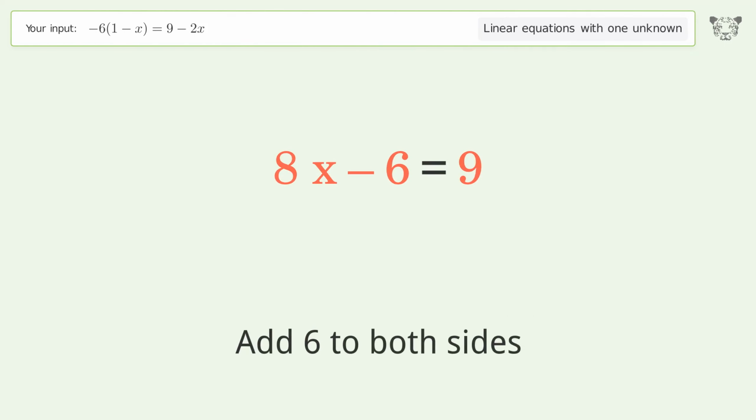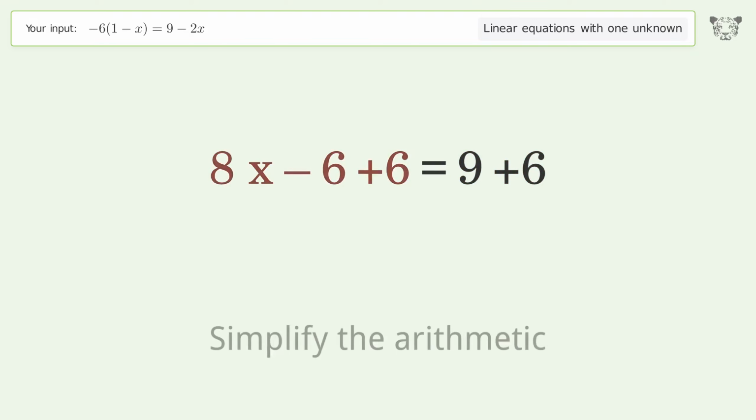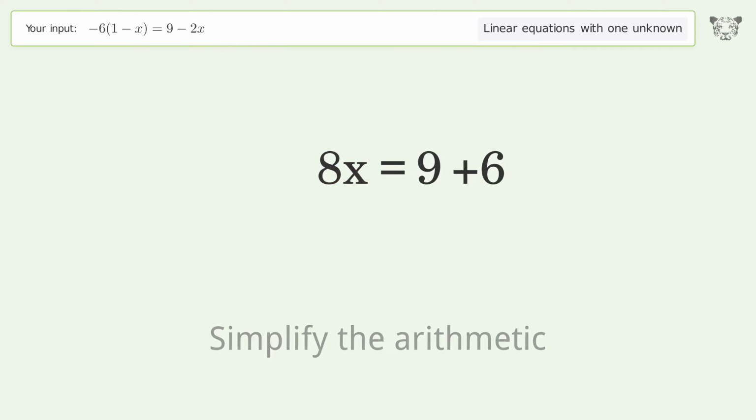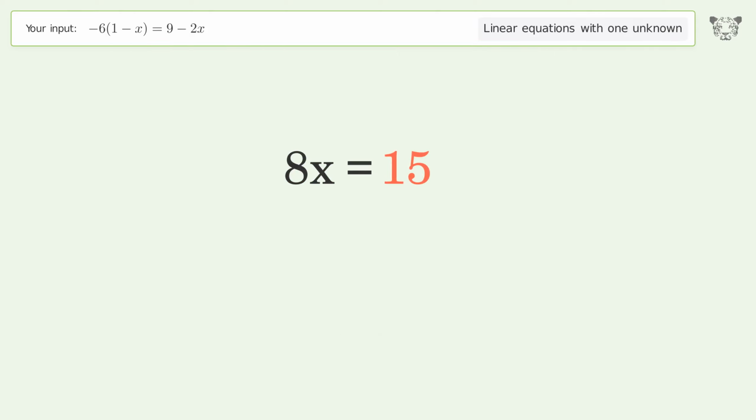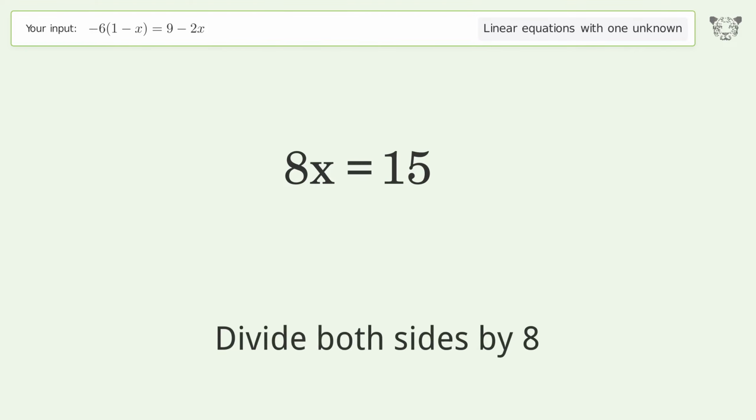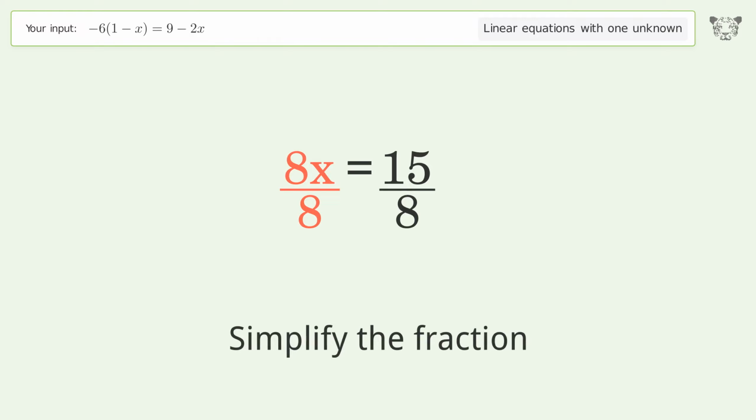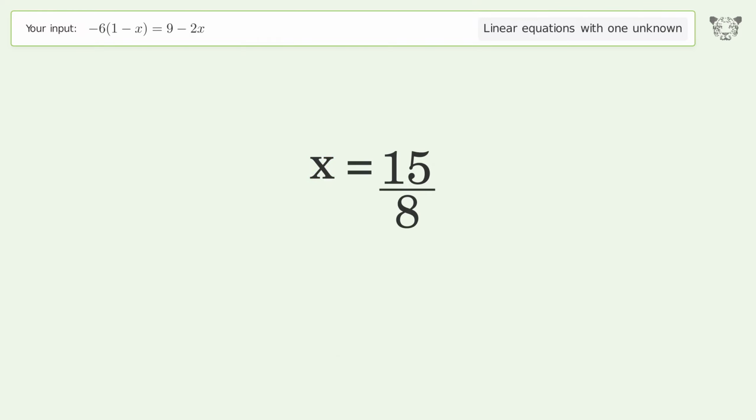Add 6 to both sides. Simplify the arithmetic. Isolate the x. Divide both sides by 8. Simplify the fraction. And so the final result is x equals 15/8.